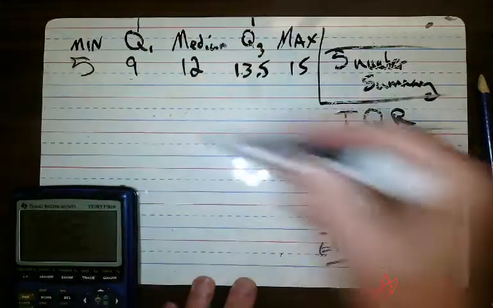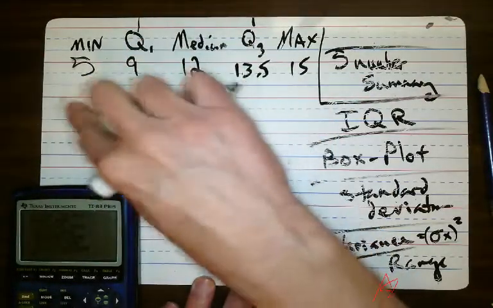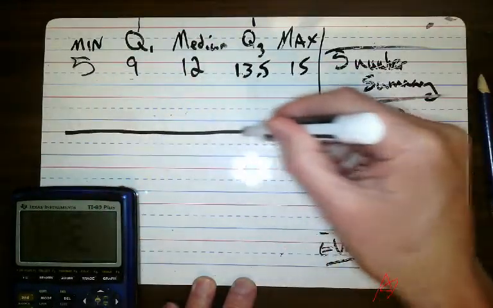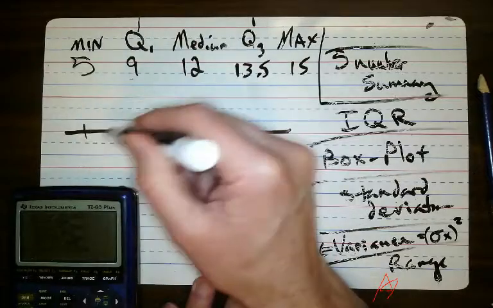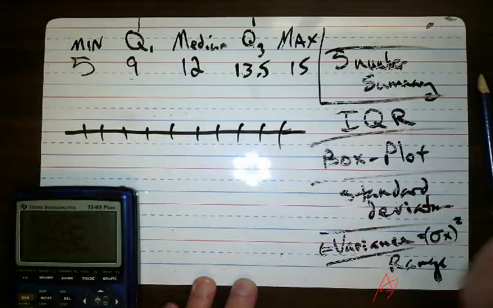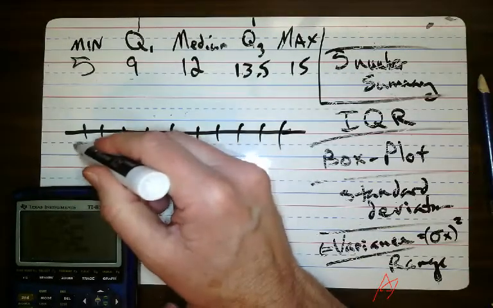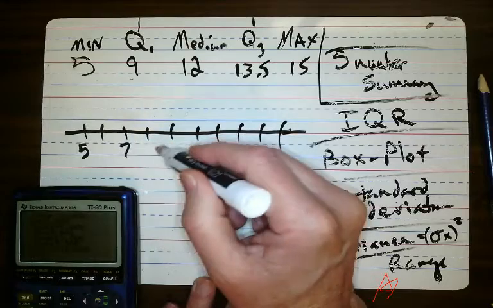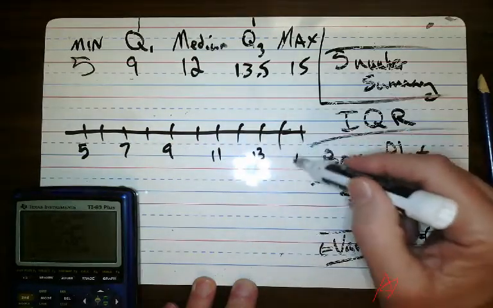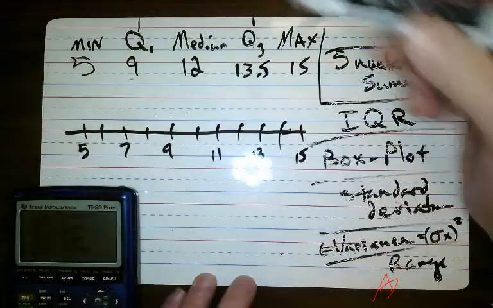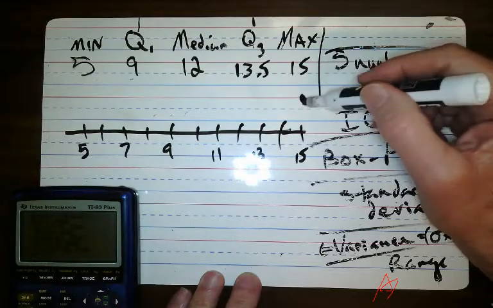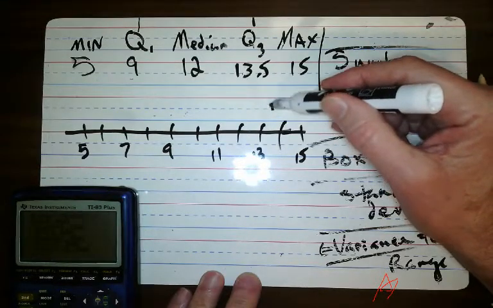Now that helps us draw the box plot. Okay, so 1, 2, 3, 4, 5, 6, 7, 8, 9, 10. That'll do it, right? So if this one's 5, 7, 9, 11, 13, and 15, right? So I'm counting, and instead of writing all the other numbers, I put that. So 15 is the top, absolute top number, right? Then you go to 13 and a half, which is right about there.